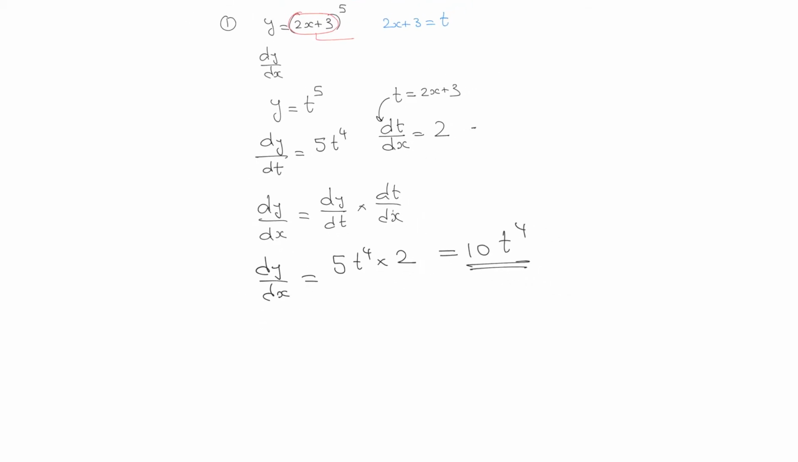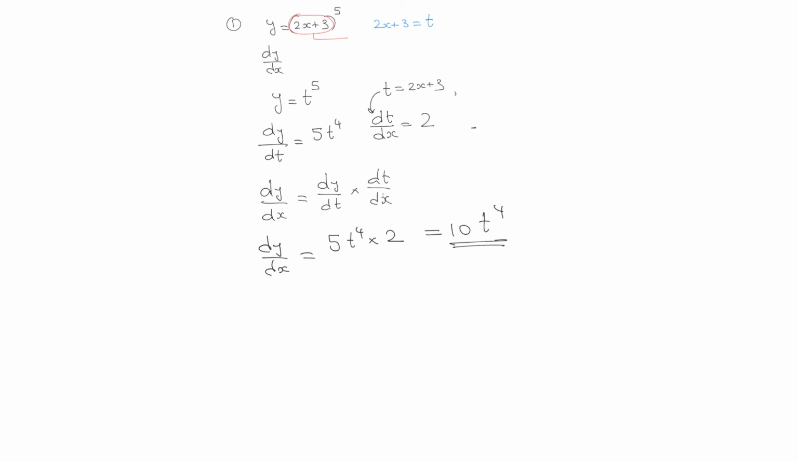But we know that this term t is not there in the question, which we assumed for differentiation. So we can write the final answer in terms of x, that is dy by dx is equal to 10 into t, which is nothing but 2x plus 3. So this can be taken as 10 times (2x plus 3) raised to 4. This will be our final answer.